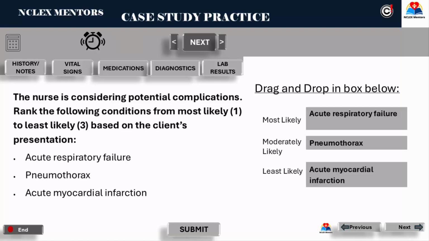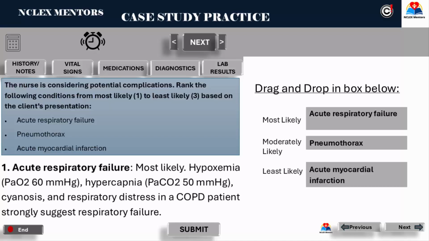The correct order is 1. Acute respiratory failure, 2. Pneumothorax, 3. Acute myocardial infarction. Explanation. 1. Acute respiratory failure. This is the most likely complication. The low oxygen level, PaO2 60 mm, high CO2, PaCO2 50 mm, cyanosis, and respiratory distress all point toward the lungs failing to provide sufficient oxygen, a clear sign of respiratory failure.